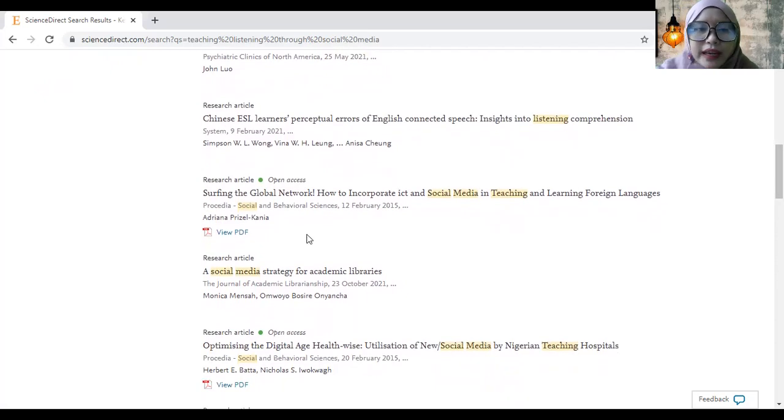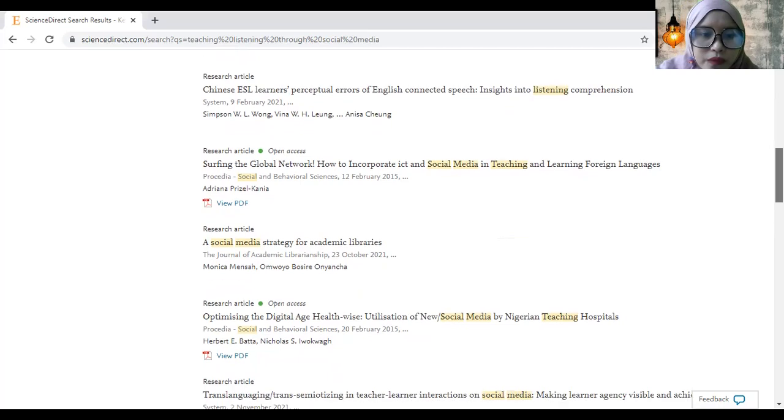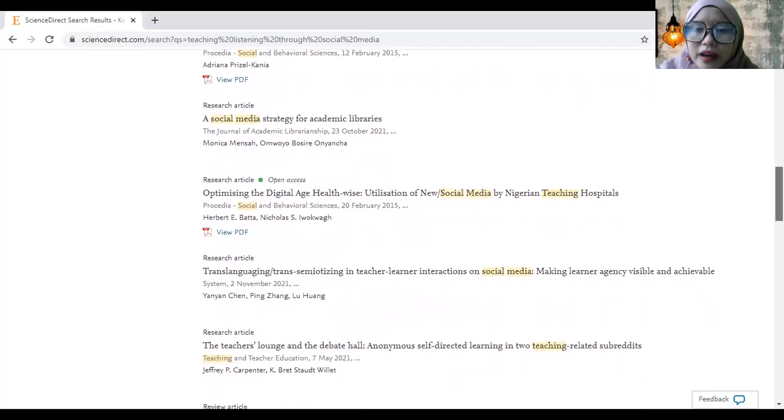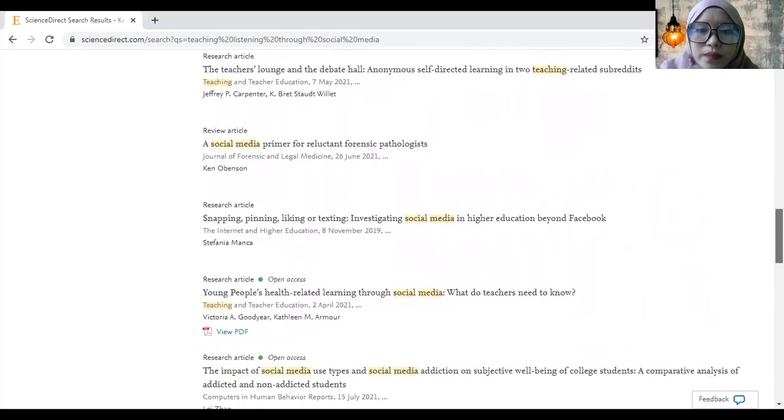And then here, surfing the global network, how to incorporate ICT and social media in teaching and learning foreign languages. It's too general, because the focus of our search is listening and social media. Social media and ICT are already there, but we don't have the main keyword of the skill that we are looking for. So for now, we only have one search result related to the skill.